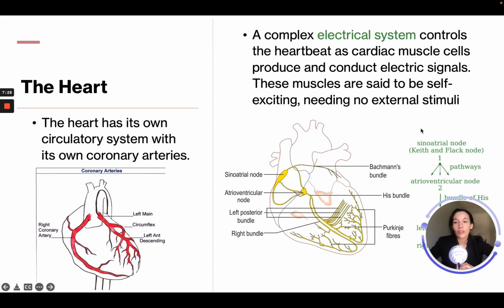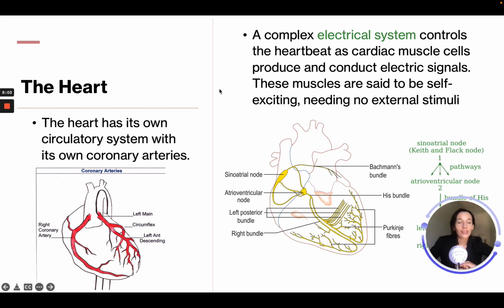So the heart has its own circulatory system with its own what are called coronary arteries. We can see this is a picture of the heart, and these arteries are what supply blood to the heart. When people have heart attacks, they can get little blood clots in these coronary arteries, and it creates myocardial infarcts, which can make part of the heart die. So these are its own circulatory system.